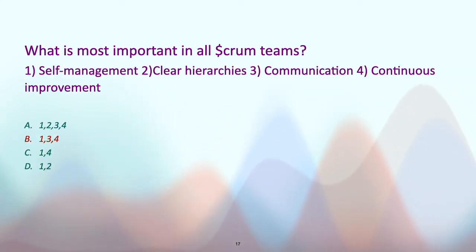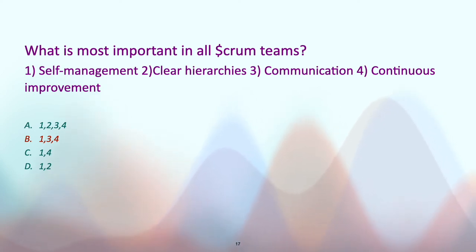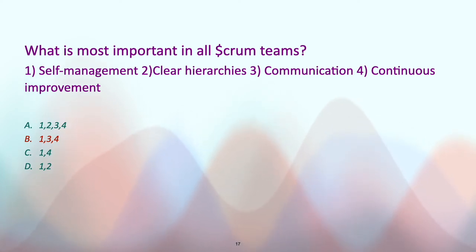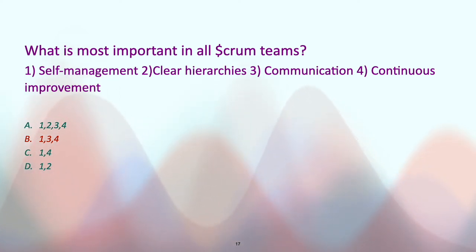So the right answer is self-management, communication, and then continuous improvement. Clear hierarchies, I think that is not really needed here, because in a Scrum we don't believe in hierarchies. Everyone is at the same level, right? It's all development team, and then we have different roles as Scrum Master, Product Owner. So we don't really have to have hierarchies, especially clear hierarchies, right? So option B is the right one. Let's move on.